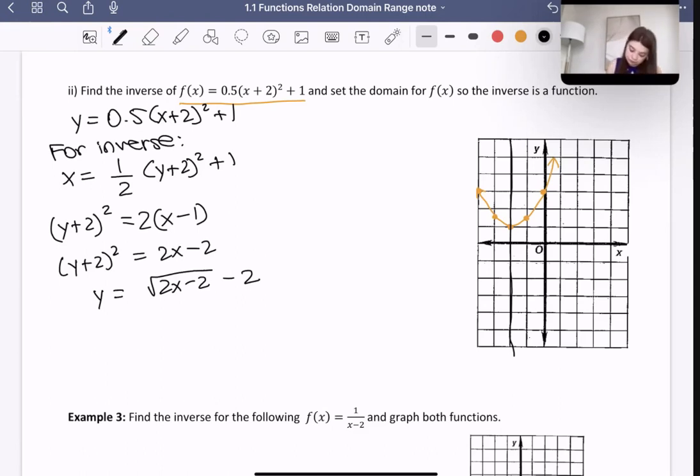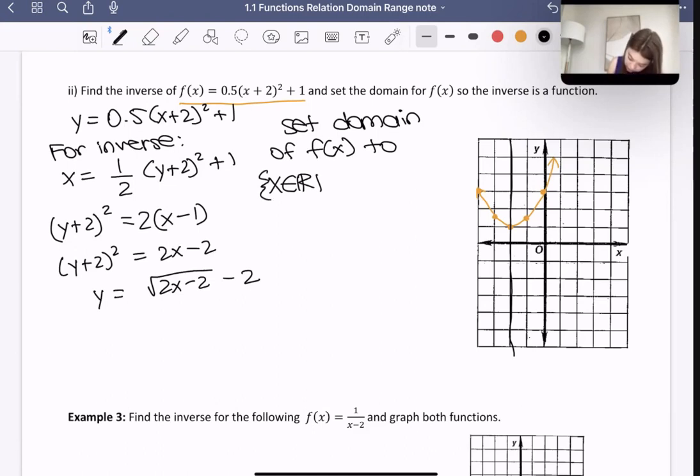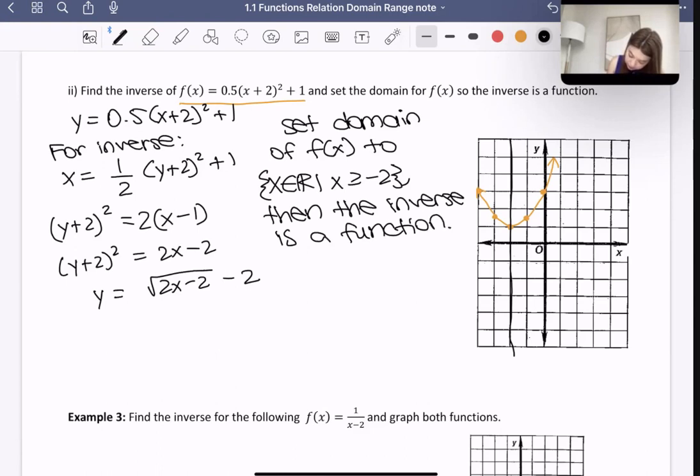Okay, so if we set the domain of f of x to x must be greater than or equal to -2, then the inverse is a function. Or another way you could write it, you could also write it in the other notation. So this notation here, -2 to infinity, and it should be including -2, then that's another way to write this as well. So either one of those, whether it's set notation or interval notation, is completely fine for this purpose.